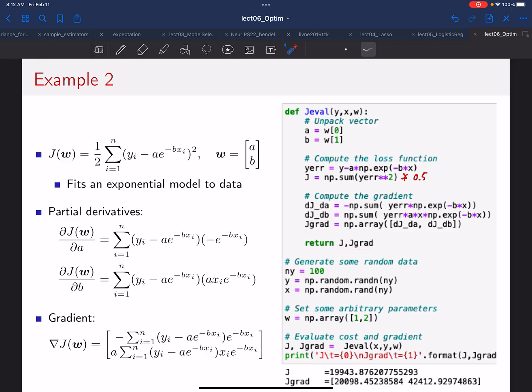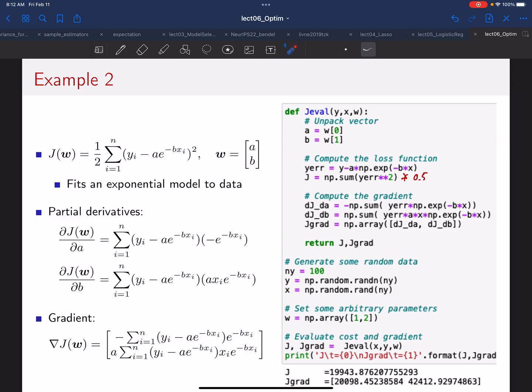And then as before, if we want to evaluate this, we can create some data, just make some random y's and x's. These are both 100 points in vectors. And then we set some arbitrary parameters for w, and then we can evaluate the cost and the gradient at those points, and we find that they happen to take these values.